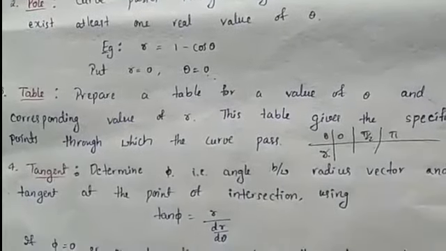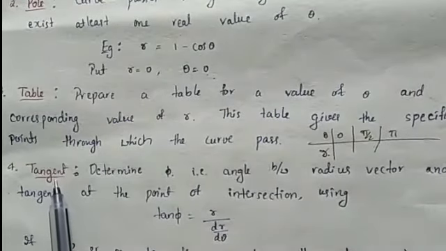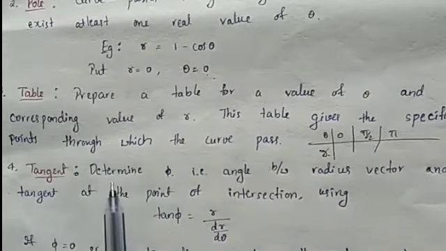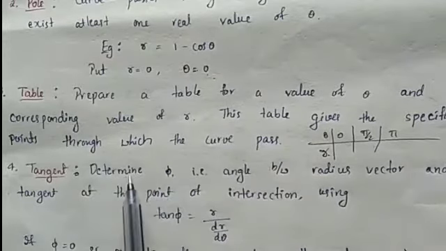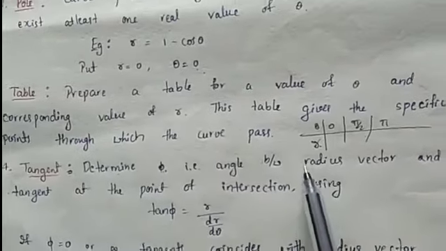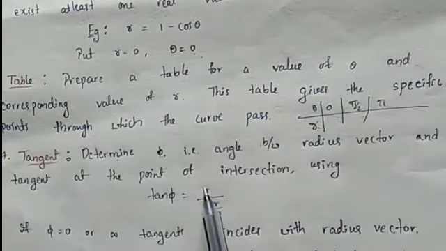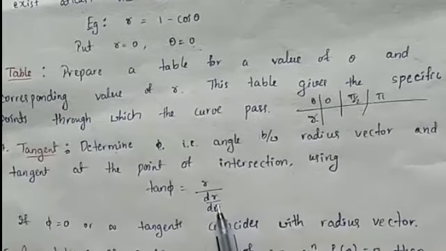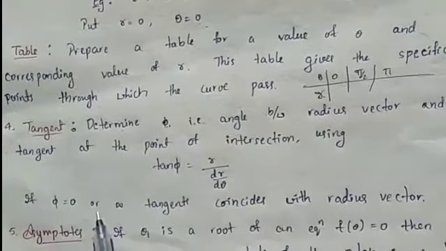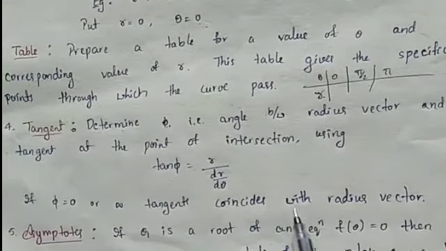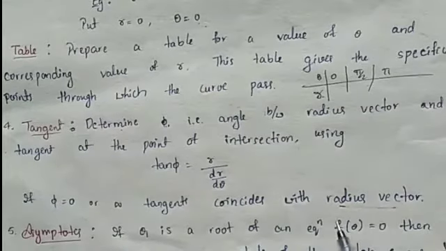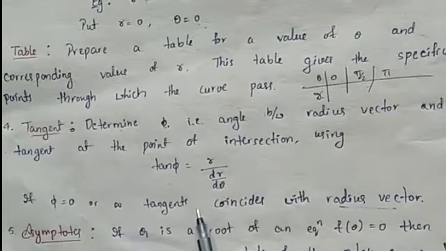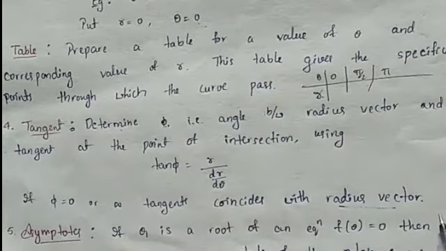The next point is the tangents at the other points. To find this, we determine phi, that is the angle between the radius vector and the tangents at the point of the intersections, using the formula tan phi is equal to r by dr by d theta. If phi is equal to 0 or infinity, the tangents coincide with the radius vector.